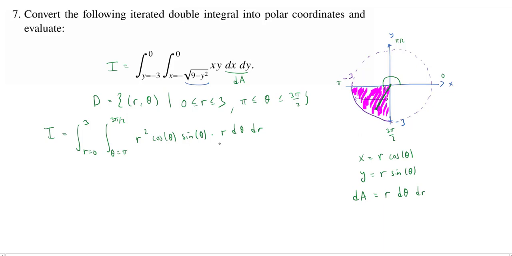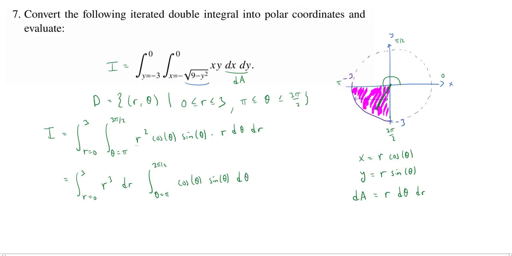Now, if we want to solve this, we'll note we're first integrating with respect to theta, and these r's have nothing to do with that, so we can pull those out. In fact, we can basically split these integrals apart because there's no interplay between the r's and the thetas here. So r goes from 0 to 3, and then we have an r squared and an r, that's r cubed times dr. And then we have an integral theta goes from pi to 3 pi over 2, and we have cosine of theta times sine of theta, d theta.